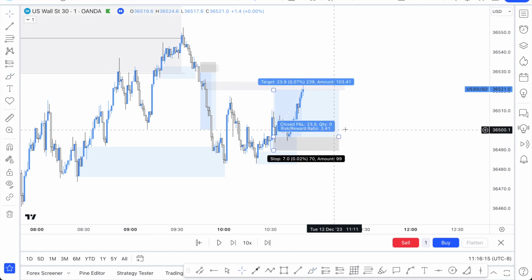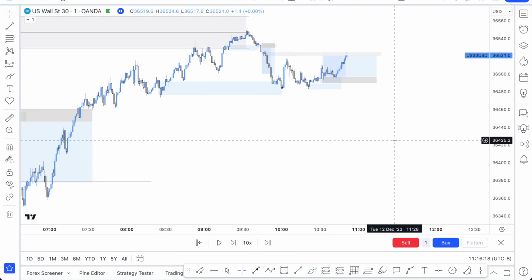And these are the only trades that I took today so far, which was the Tuesday. I believe it's Tuesday. Let me see what the date is. Tuesday, the 12th.